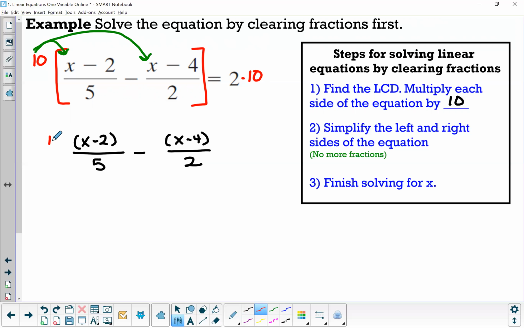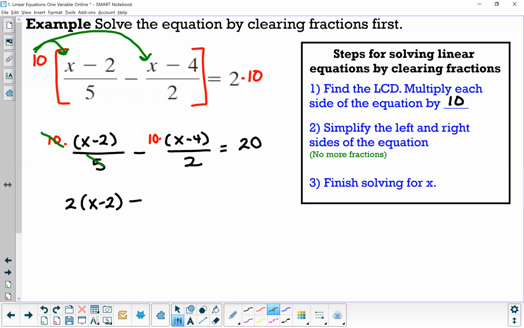So it's 10 times the fraction of x minus 2 in the numerator over 5 minus 10 times in the numerator x minus 4 over 2 equal to, let's go ahead and multiply the 2 times 10, we get 20. Okay, do not distribute that first. Okay, simplify the 10 divided by 5 first. It just is less work to do that. 10 divided by 5, we get 2. And then we still have the parentheses x minus 2 minus.